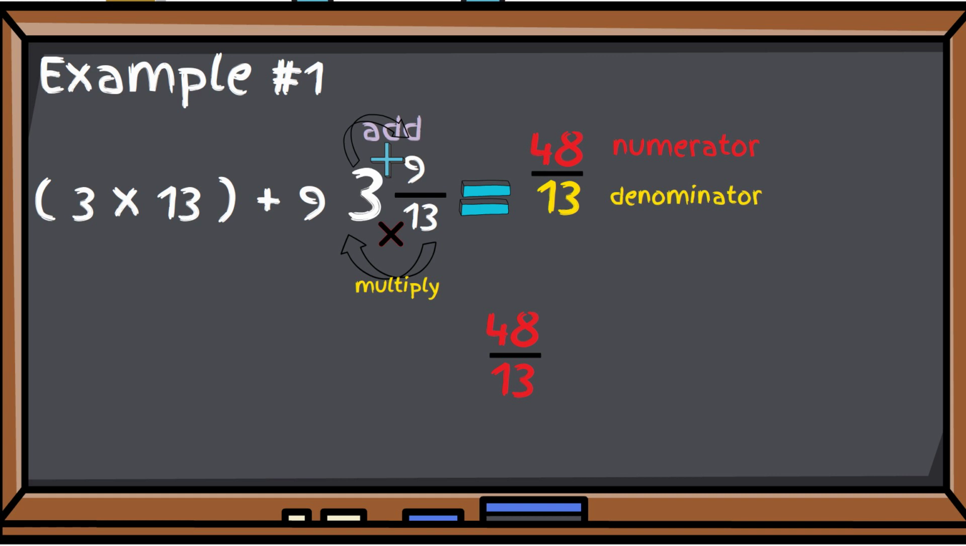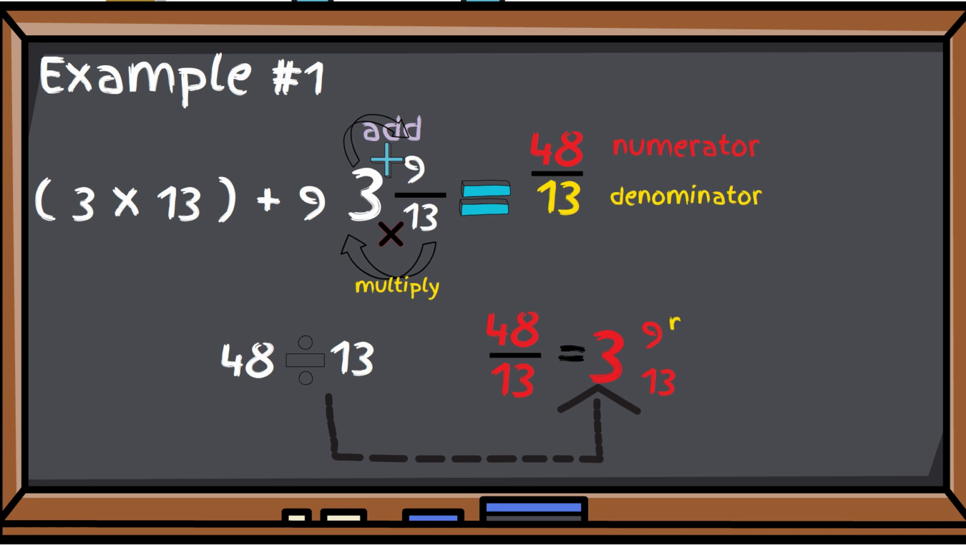Well, you do the opposite. Instead of multiplying, we will divide. How many times does 13 go into 48? We can list our factors as 13 times 1, 13 times 2 is 26, 13 times 3 is 39, 13 times 4 is 52. So 13 goes into 48 3 times.